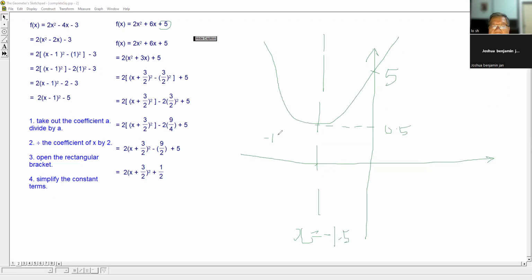What is the minimum point? Negative 1.5, comma 0.5. This is the minimum point. Okay. Then minimum value 0.5.